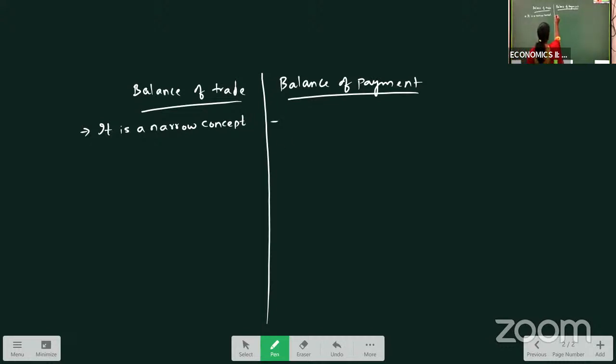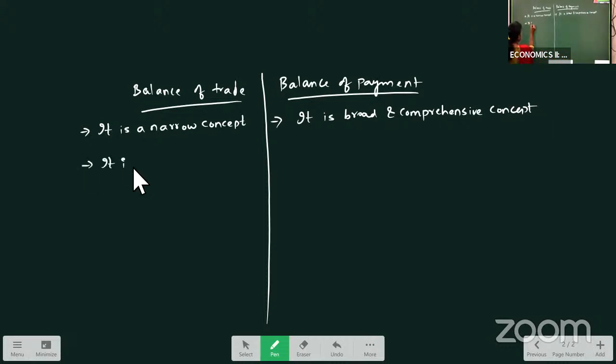Transactions are not taken. Whereas balance of payment, it is a broad and comprehensive concept. This is the first difference. Next difference, balance of trade includes only visible items. Whereas in our balance of payment, it includes all transactions related to visible, invisible, and capital transfer.